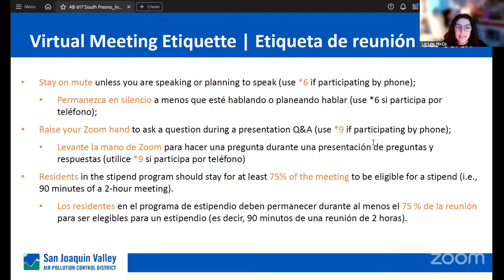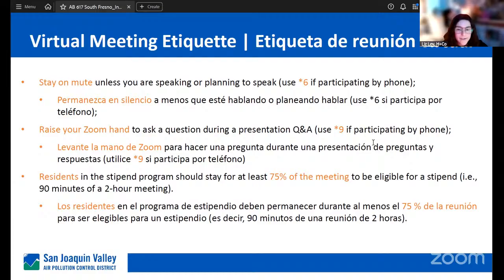And on this slide, we have our virtual meeting etiquette. We ask for folks to stay muted unless you are speaking. And if you are calling in on the phone, you can press *6 to mute and unmute. If you have a question or comment, we also ask that you raise your Zoom hand. And if you are calling in on the phone, you can press *9 to raise your hand.